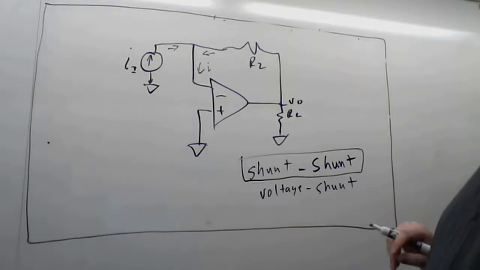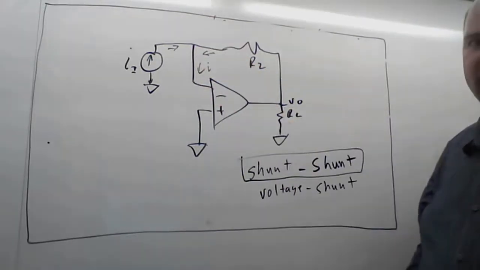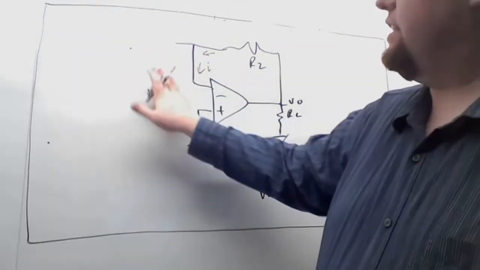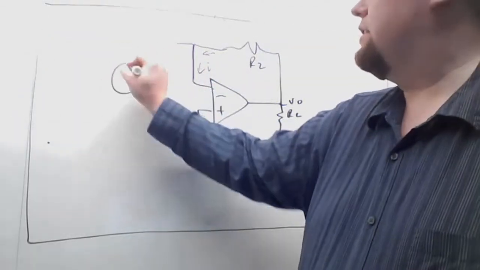Okay, so now you might say, well, this is kind of a weird circuit with a current supply here. Not really. You've seen this before. Another way to draw this is like this.